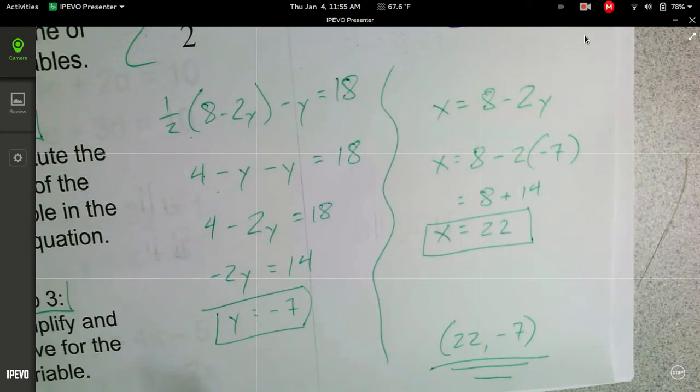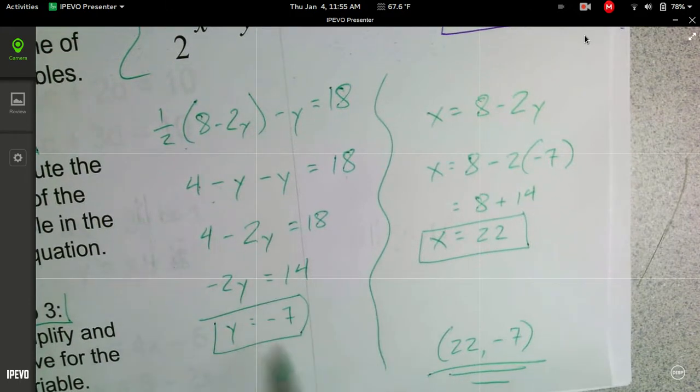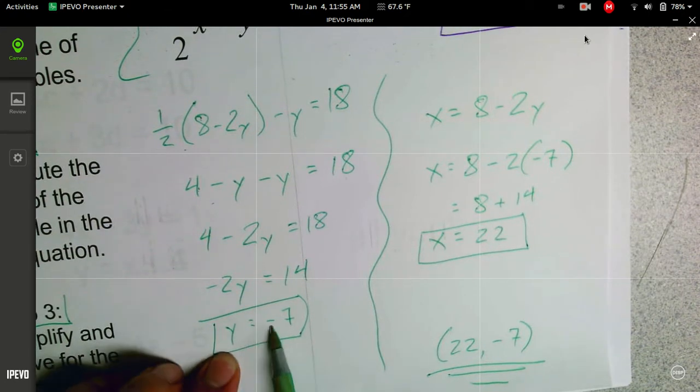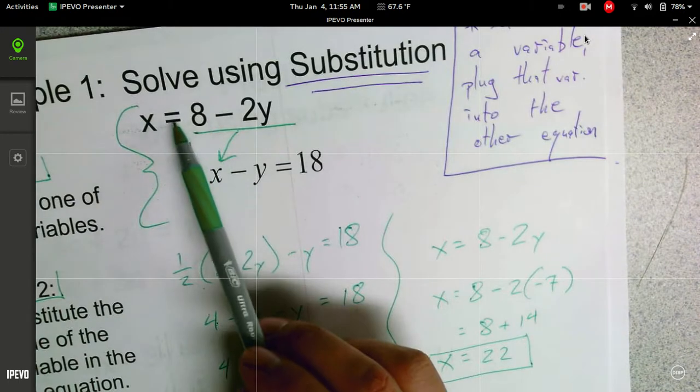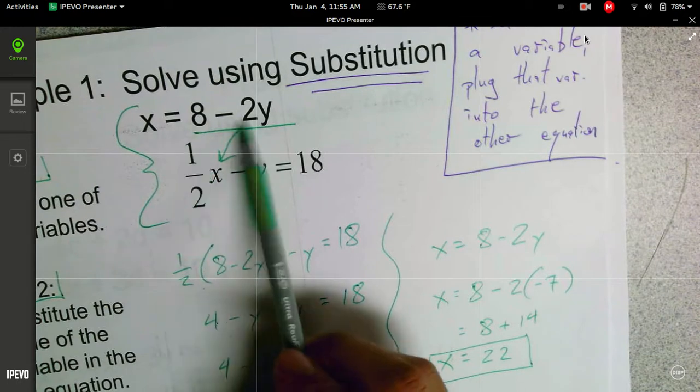Now, we're trying to find the solution for the system of equations. This is only half of it. A solution of equations is a point. Remember, it's an intersection of two lines. So we need an x and a y value. So we found the y value. We'll take this y value and we will plug it back into one of our two equations, and we'll solve for the other one. This one's already solved for x nicely.